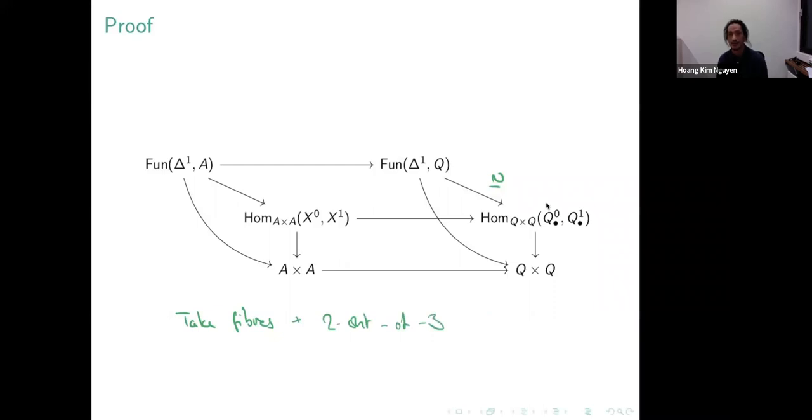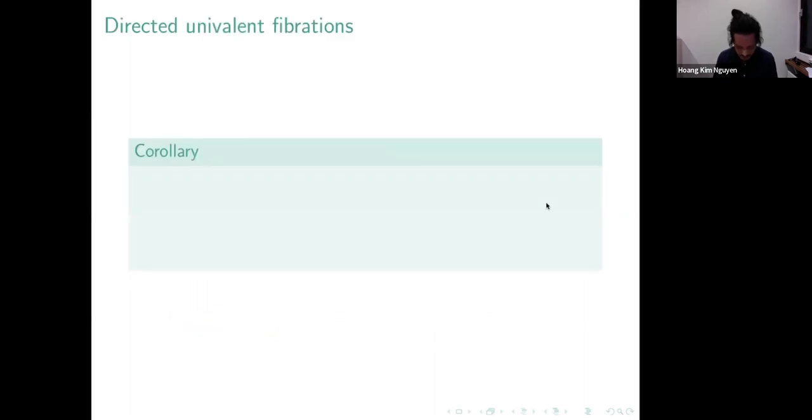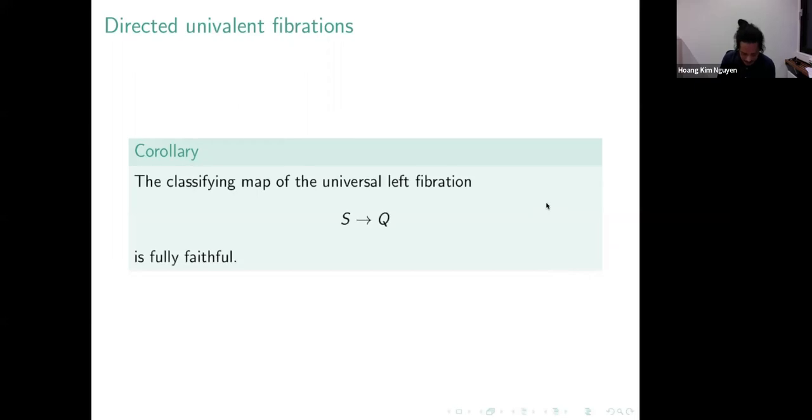For equivalences. So here we have this characterization that if you're given a small fibration and you want to see if it's directly univalent or not, then it's simply a matter of checking whether or not it's fully faithful. So it can go now in both directions. Like the corollary, we get that the classifying map of the universal left fibration is fully faithful because it is directed univalent.